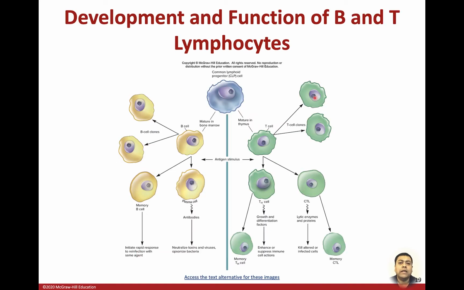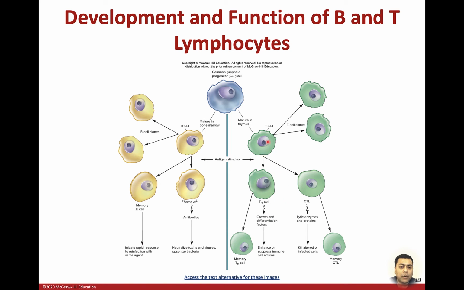So here we are looking at the development and function of the B and the T cells. We are first only going to look at the T cells, and we will come back to the same diagram when we talk about the development of the B cell. Here we are looking at the common lymphoid progenitor cell, which matures in the thymus into the T cell. So this T cell will have its own clone. Clone means that the T cell receptors in these cells will be the same as well. Then these T cells will differentiate into TH cells, which are T helper cells, and growth differentiation factor.